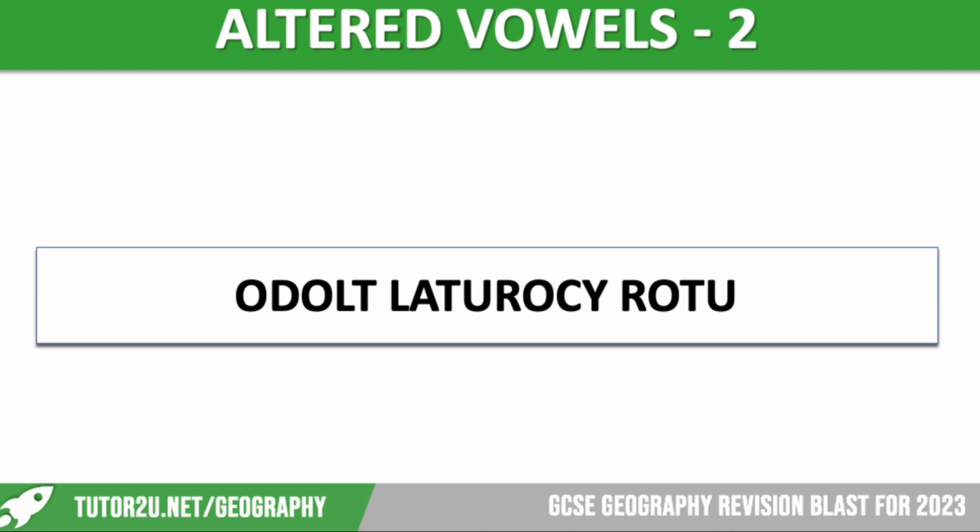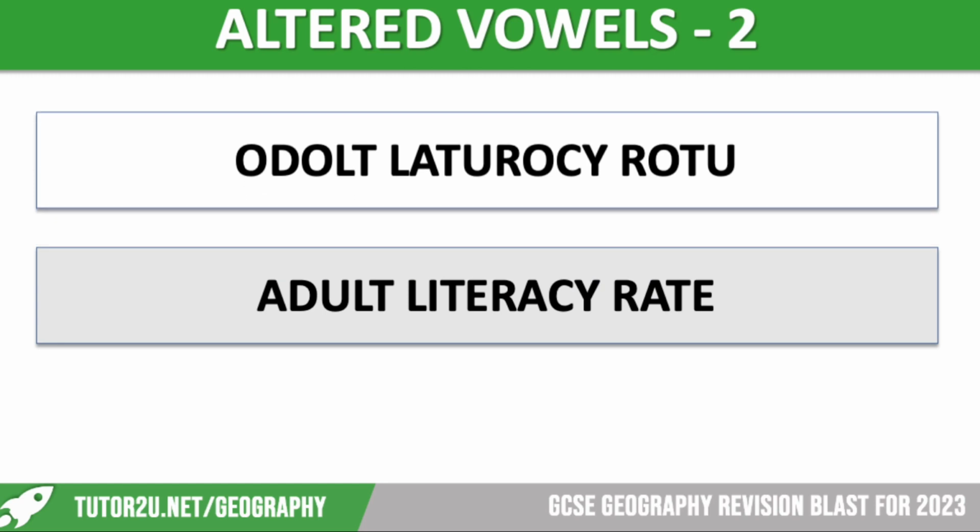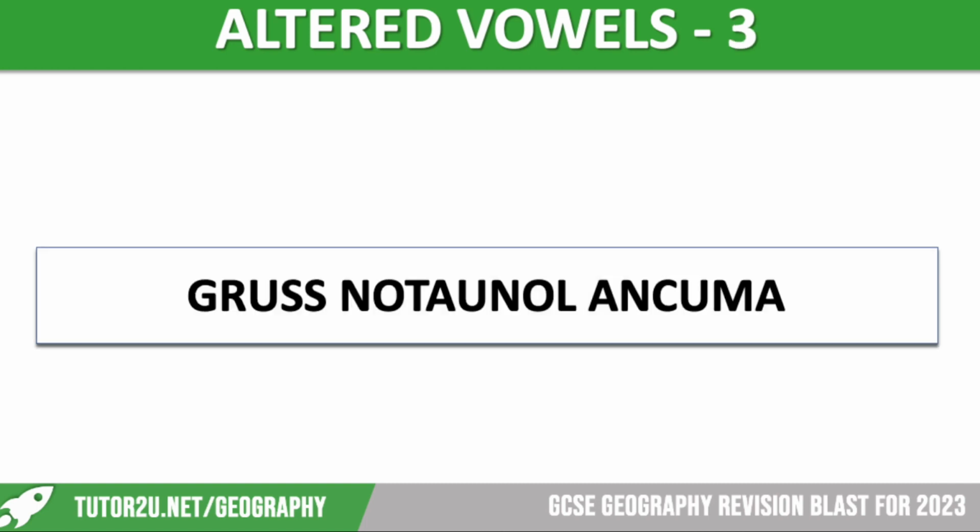Okay, this one's a little bit trickier. Okay, let's have a look. It is adult literacy rate. This is the percentage of adults that can read or write a basic sentence. And in some countries, we give this figure for men and women separately to highlight the fact that there are some countries where women have far less access to education. So, for example, Afghanistan. Number 3.